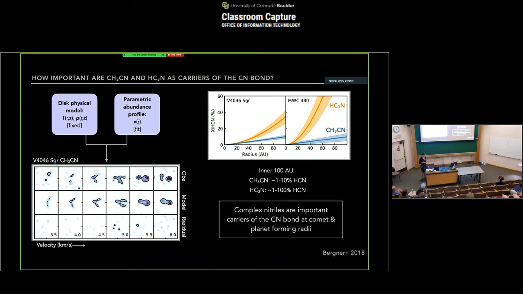So this is telling us that these complex nitriles are actually important carriers of the nitrile bond at the radii in the disk where comets and planets are forming. So if we want to understand the total inventory of volatiles and the delivery of these different kinds of volatile groups to planet-forming material, we do have to consider the chemistry of this more complex material.